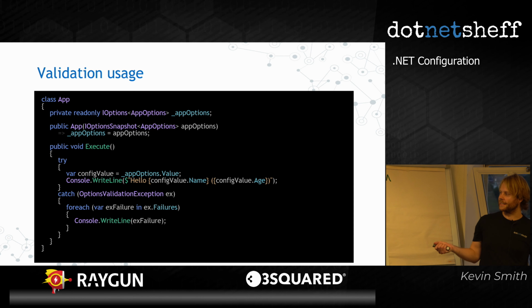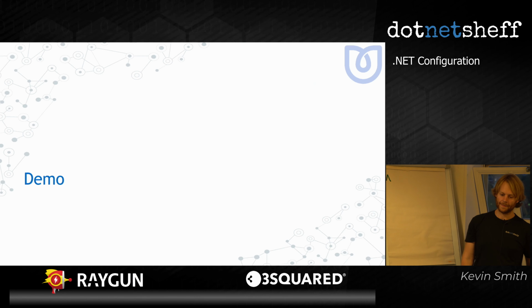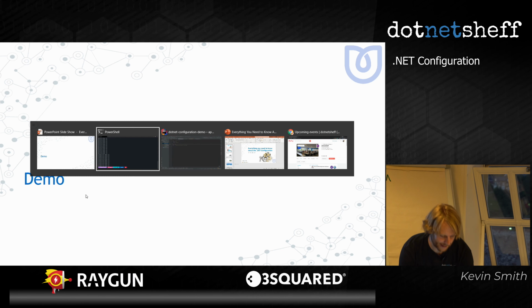And this is the usage of it. So in our app, we can inject in an IOptionsSnapshot. We can get the values out of it, and then we can just print the values that we've got. If we've got an error, we get an OptionsValidationException. Inside that, we have failures. So you might have a bunch of failures, and we can print them out as well and say what failed. So let's demo that bit.